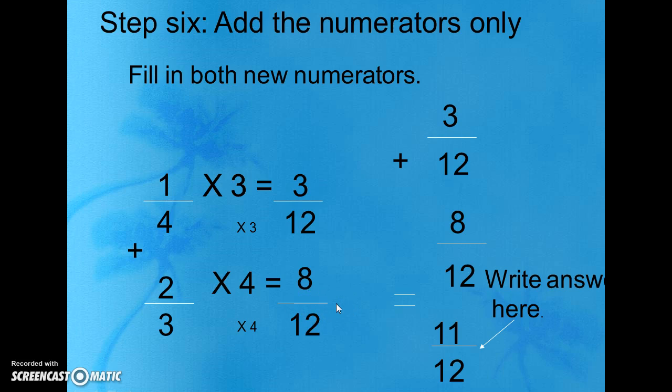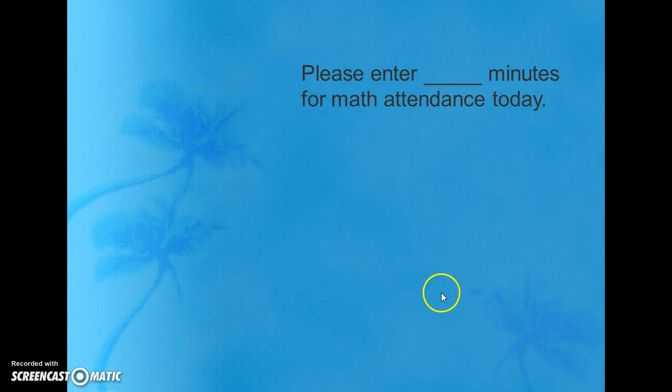And we are going to add. Now once you get to this last step, remember your denominator stays the same and we just add it across. 3 plus 8 is 11. So 11/12 is your final answer.